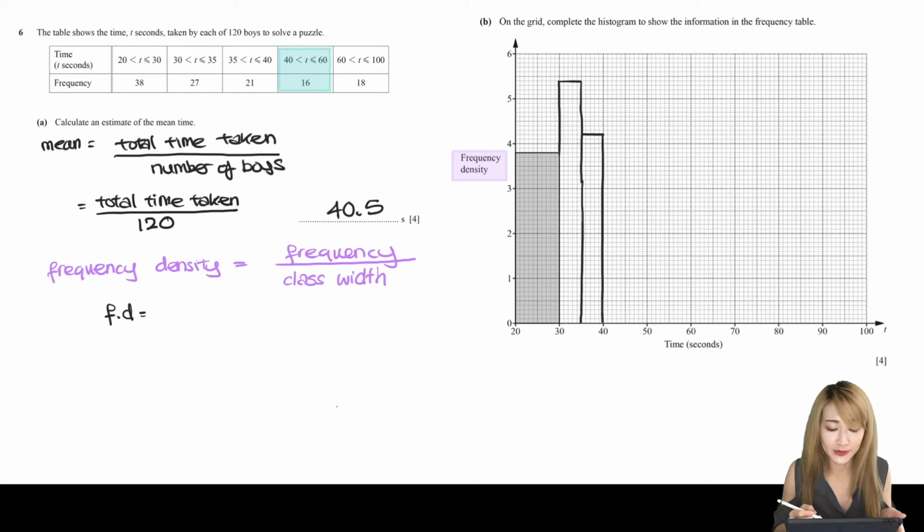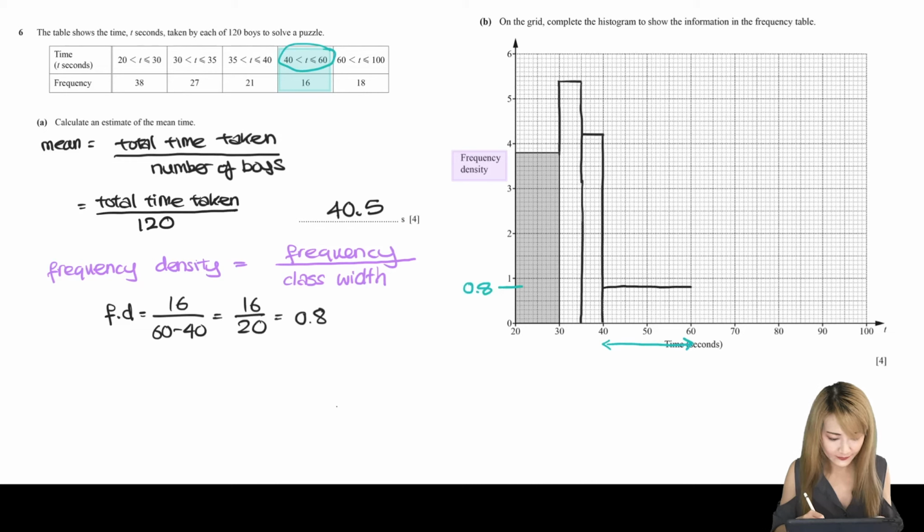For the next one, it will be 16 divided by 60 minus 40, which equals 0.8. And this group goes from 40 to 60 along the x-axis. So it will look like that.